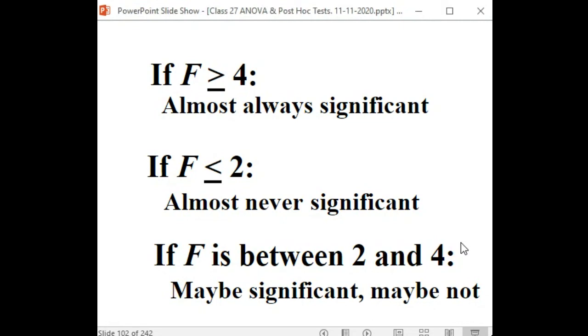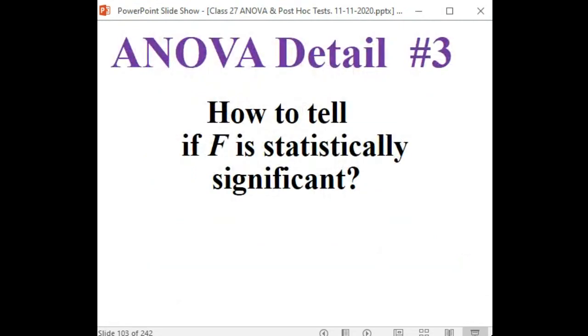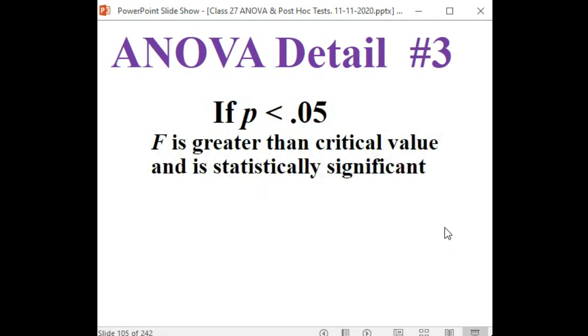So if F is so complicated, how do you tell if it is statistically significant? My advice is, don't worry all that much about F. Instead, just look at P. If P is less than 0.05, then you automatically know that F is greater than the critical value, whatever it is, and it's statistically significant.